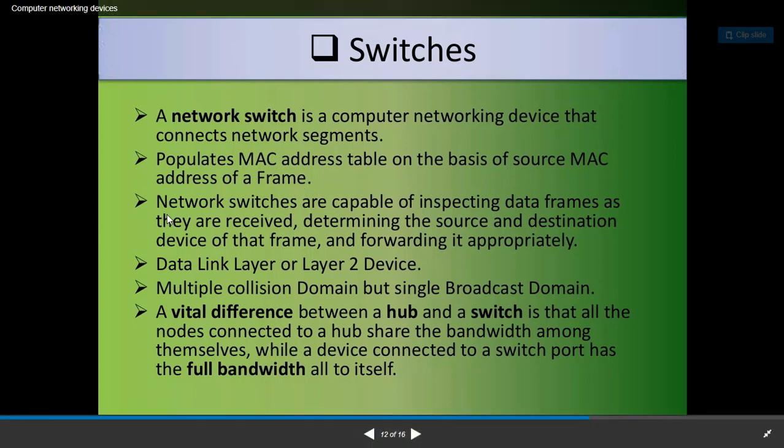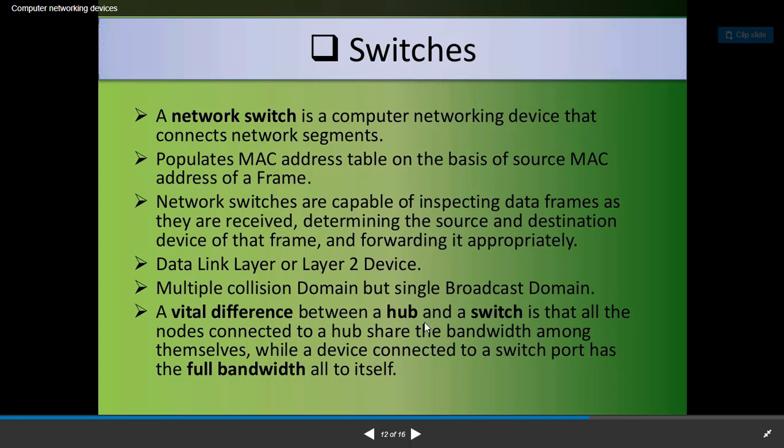And the third thing is network switches are capable of inspecting data frames as they are received, determining the source and destination device of that data frame and forwarding it appropriately. Data link layer or layer 2 device, multiple collision domain but single broadcast domain. You don't have to worry about these two points.